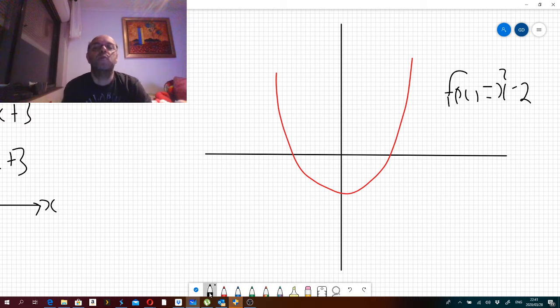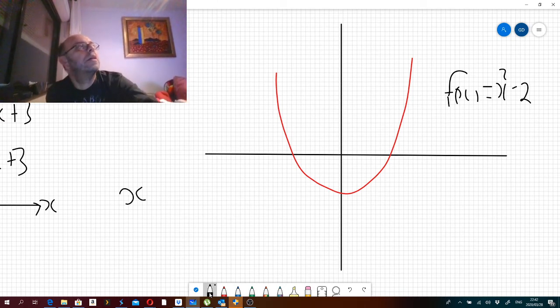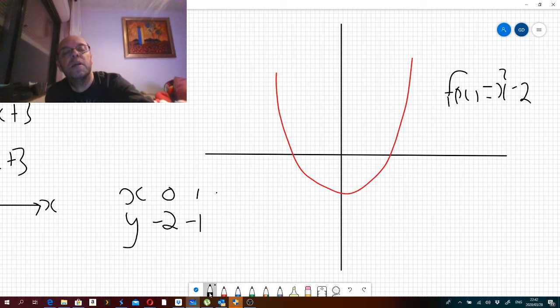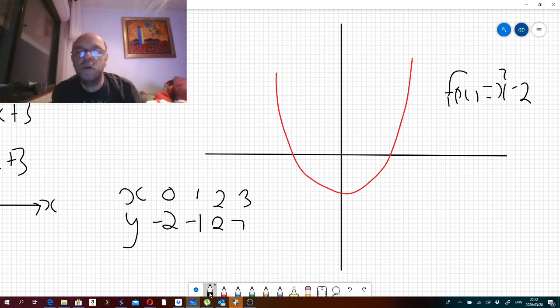So let's find 1 or 2 points on this graph quickly. I'm going to make just a table of x and y values. Let's do that over here. Here we go, x and y. Let's put in x is 0, then we know y to be minus 2. If x is 1, we know it is minus 1. If x is 2, it's 4 minus 2, which is 2. And if x is 3, then we've got 9 minus 2, which is 7. So these are all points on the graph. We could do some negative ones as well, but I don't really need those right now.